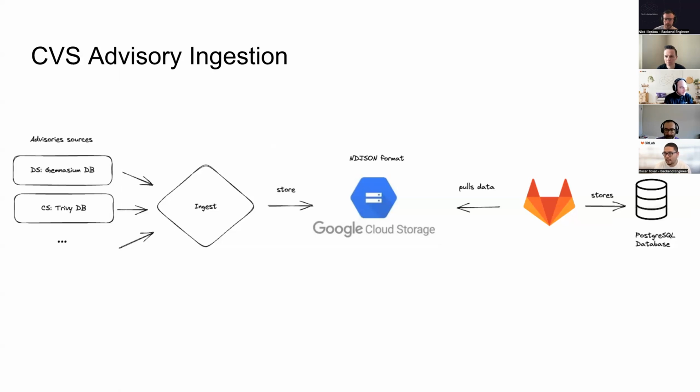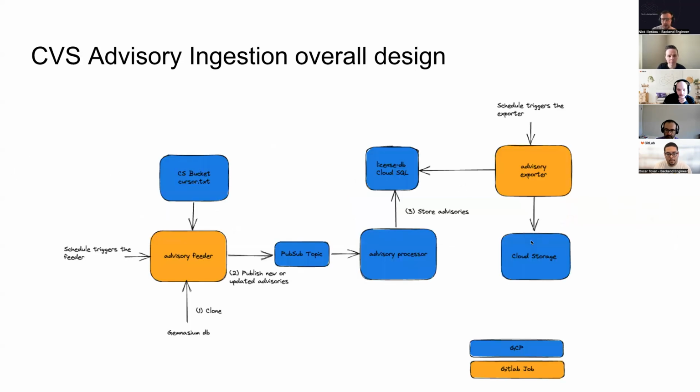In this first iteration, we work mainly with GemnasiumDB. We were also thinking about what we need to do about TrivyDB and continuous scanning, but our main scope and focus is on dependency scanning and, more specifically, on GemnasiumDB. So we start with just one advisory source. We are working on this diamond shape here, on the ingestion: how are we going to ingest that and export it into a bucket so that GitLab can fetch that information? So this is more or less the overall design.